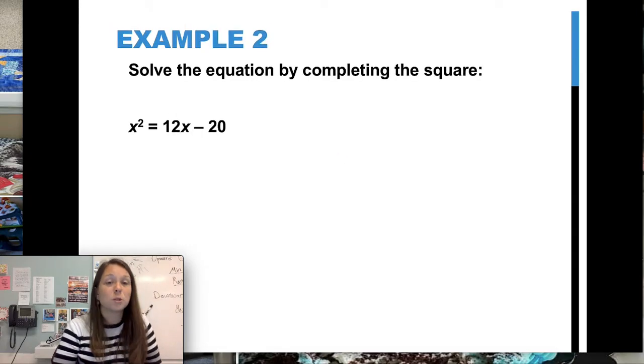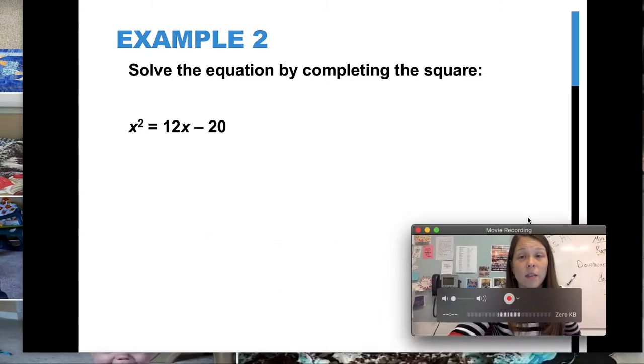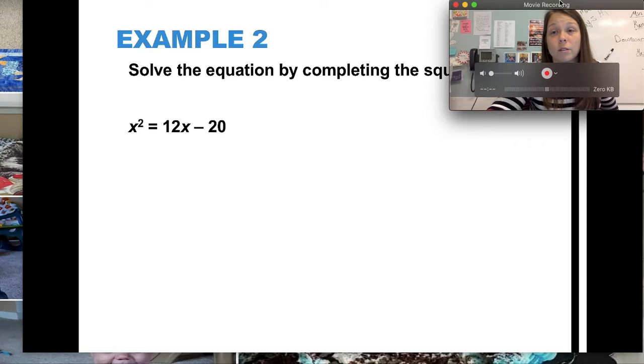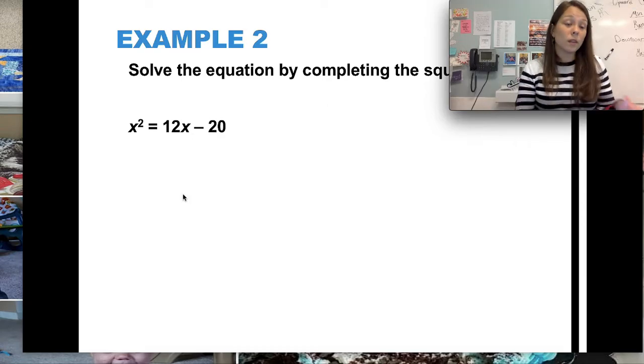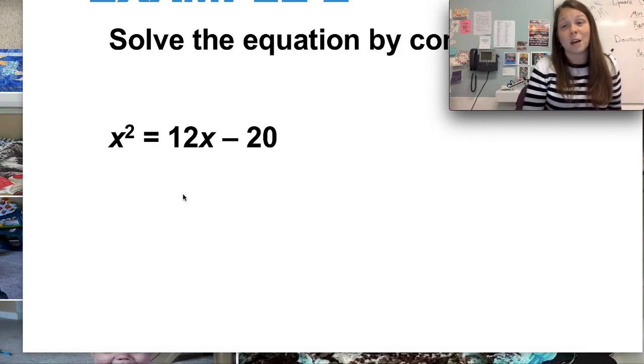So let's look at example 2. Step 1 says we need to get all of our x's by itself and then get all of our y's by itself. Or not all of our y's, I'm sorry, we need to get all of our x's by itself and then all the constants on the other side of the equal sign.